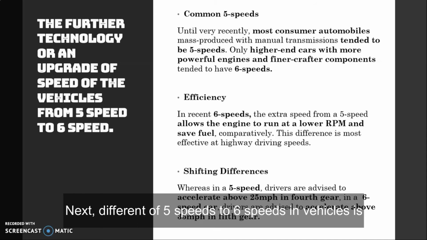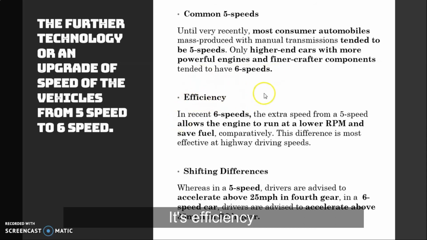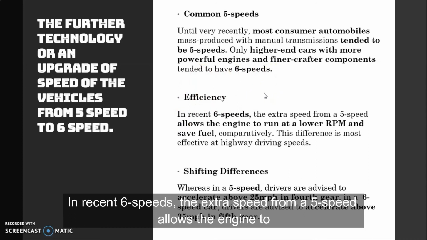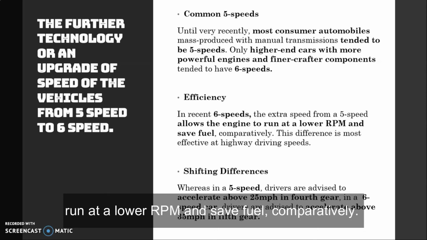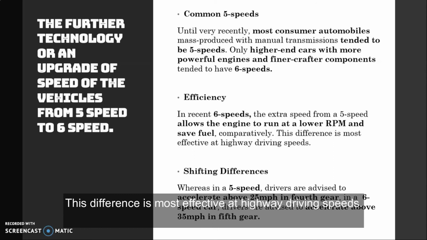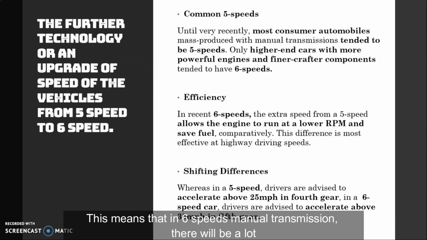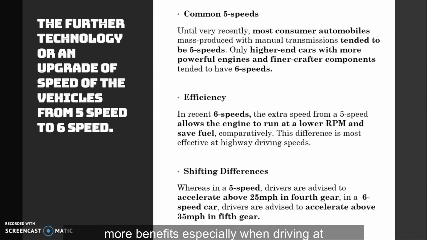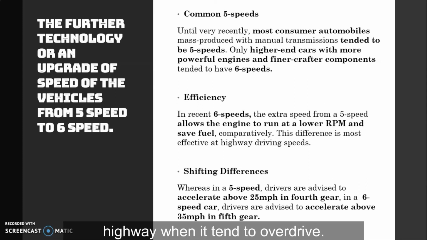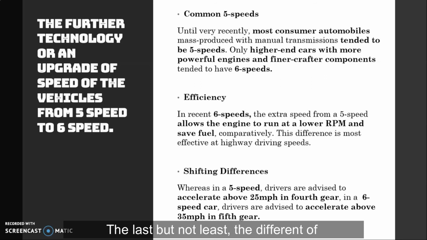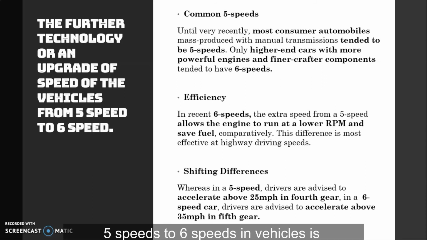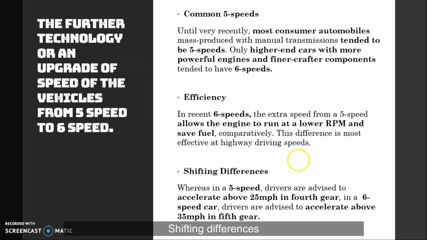Okay, the next difference between 5-speed and 6-speed in vehicles is efficiency. In recent 6 speeds, the extra speed from a 5 speed allows the engine to run at a lower RPM and save fuel comparatively. This difference is most effective at highway driving speeds. This means that in a 6-speed manual transmission, there will be a lot more benefits, especially when driving on the highway, when it tends to overdrive. The last but not least difference between 5-speed and 6-speed in vehicles is shifting.